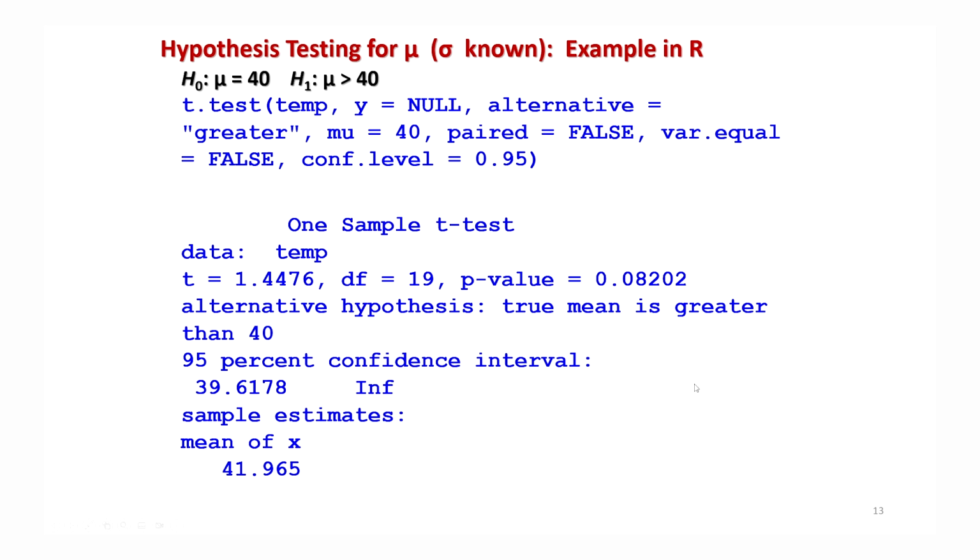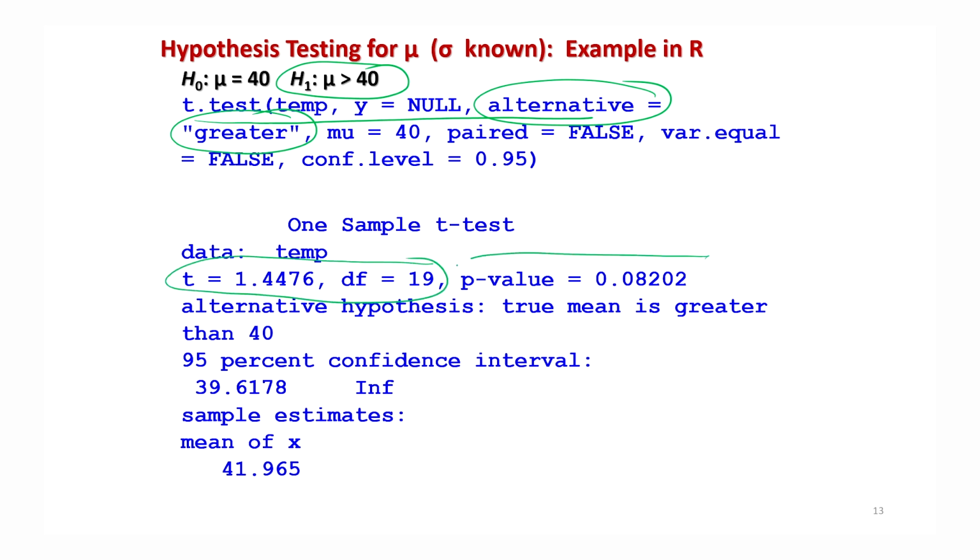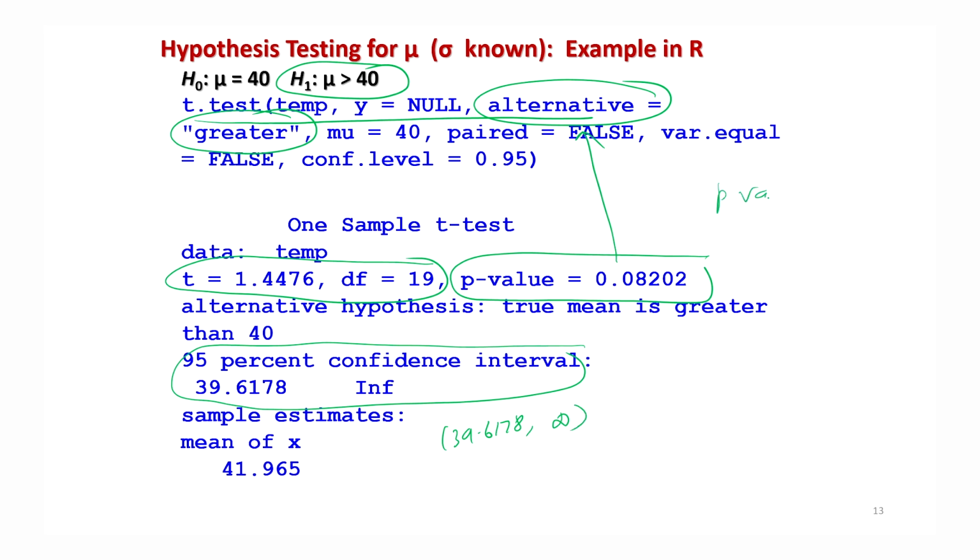Now I change this alternative hypothesis and make it H1, mu greater than 40. All the commands, everything remains the same, only the alternative will change to greater, right? You can see that the t value and degrees of freedom will remain the same, only the p value will change again, because the alternative is now changed from two-sided to less than to now greater than, right? In this case, the confidence interval will also change, which is now from 39.61782 to infinity, right?